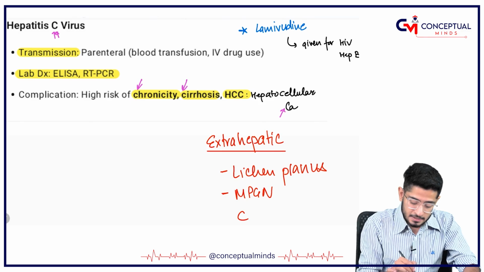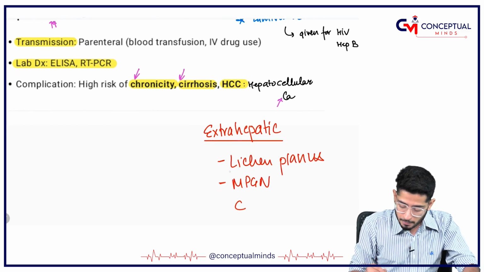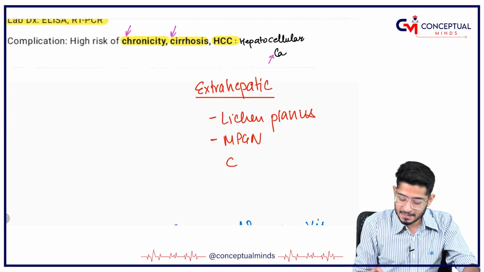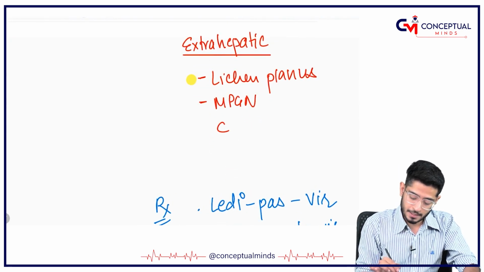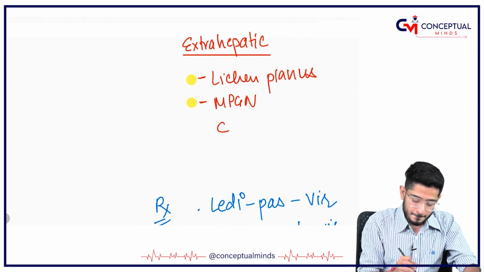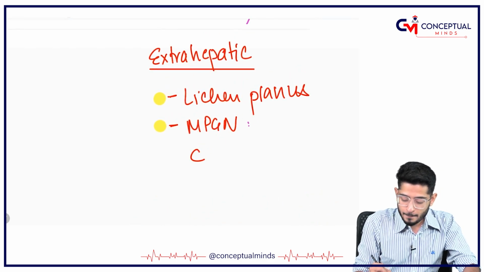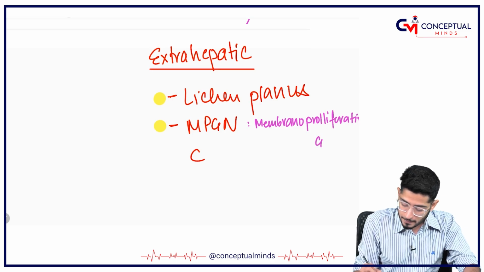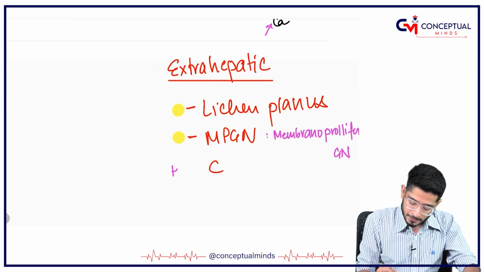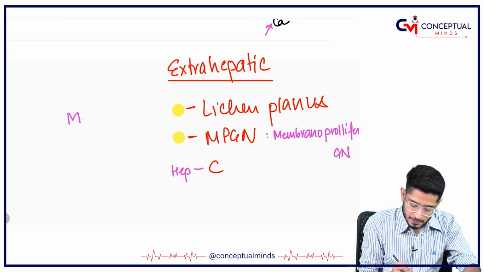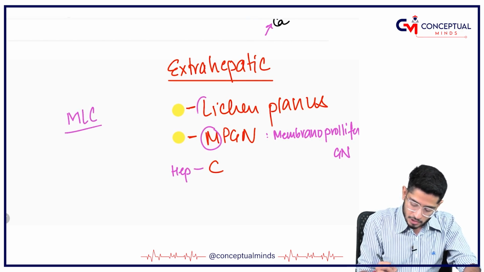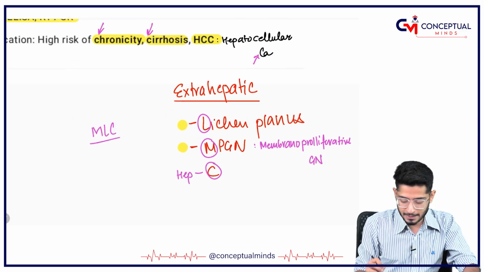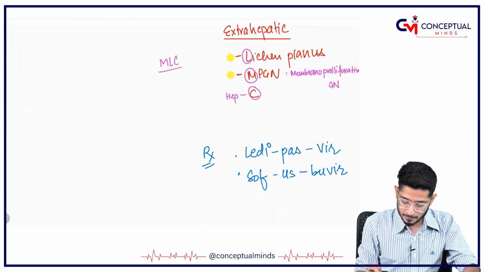Now what are the extra hepatic manifestations? Remember, lichen planus, this is a skin disease which is associated with hepatitis C. Then you have got MPGN. What is MPGN? Membranoproliferative glomerulonephritis. So this is associated with hepatitis C. That is why the mnemonic is MLC. So M for MPGN, L for lichen and C for hepatitis C. So these are the extra hepatic manifestations.